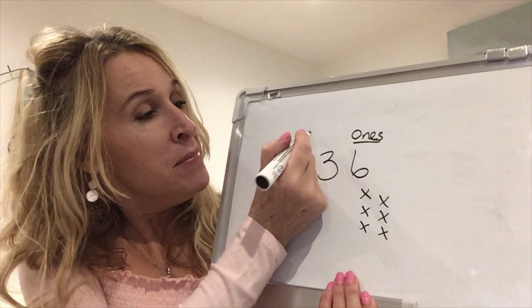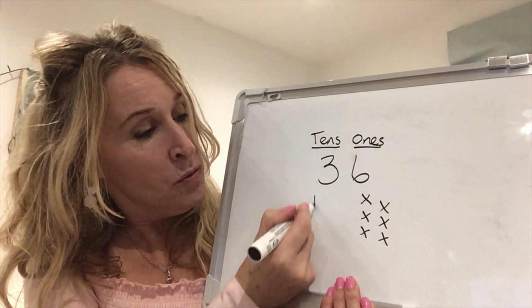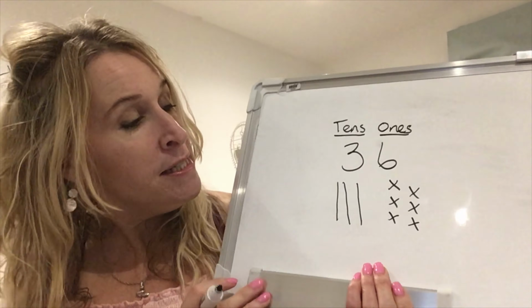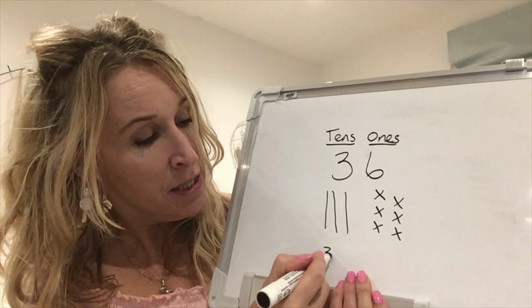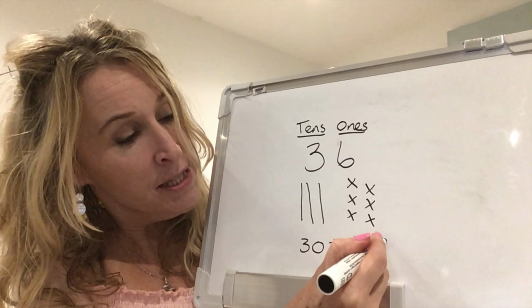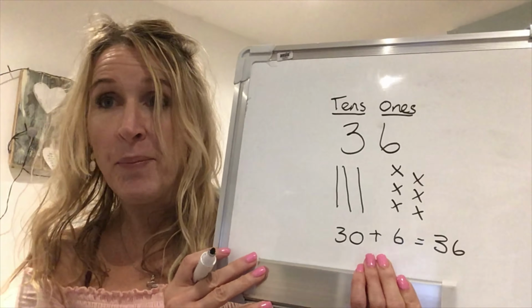This 3 means 3 tens. And this side we could show as 3 lines like that. So 36 would be 3 tens, which is 30, plus the 6, which is then 36. And that is how we make up a number.